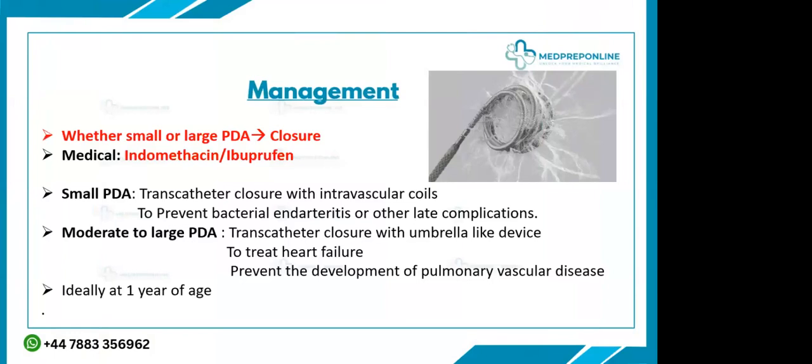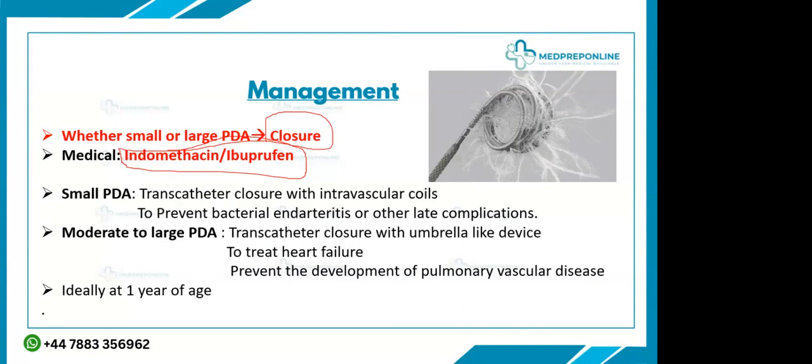And how are you going to manage this case? Whether small or large PDA, you are going to close it, especially in a term infant. Medically, you can give indomethacin or ibuprofen, as I already told you. In preterm infants, that definitely causes closure in 90 to 95% of babies, and maybe some 5% of babies need surgical closure. But in term infants, it is less likely.